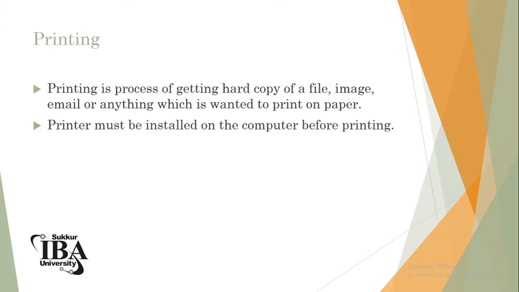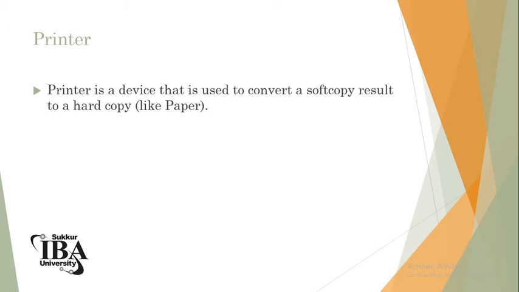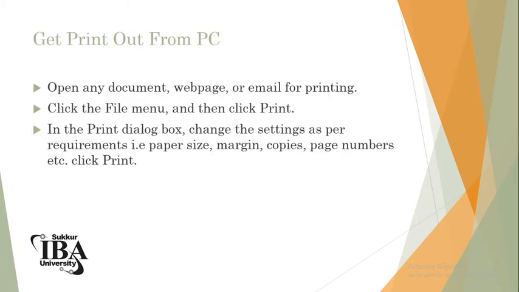For getting a print, a printer must be installed on the computer before printing. So let's know what a printer is. A printer is a device that is used to convert a soft copy result to a hard copy, like paper. Get print out from PC. So what is the procedure of getting a print out from a PC?